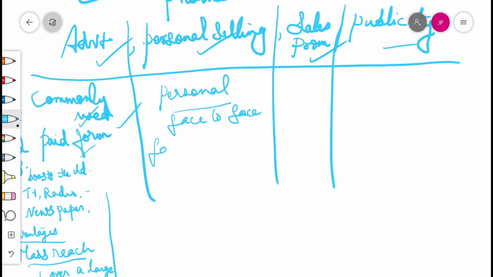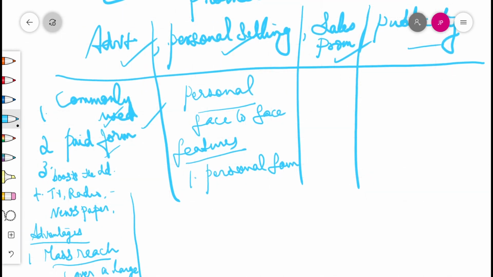So what are the features of personal selling? Very simple. First one is personal form. Personal selling is a personal form of communication which involves an interactive relationship between the seller and the buyer. Secondly, development of relationship. Personal selling ensures development of relationship between the salesperson and the prospective customer. This helps in making sales. It is seen that in some cases, in spite of knowing some shortcomings of a product, customers tend to purchase it simply because of personal relationship with the seller.